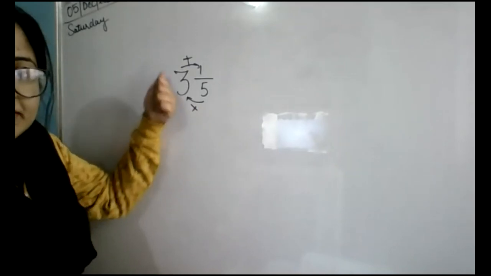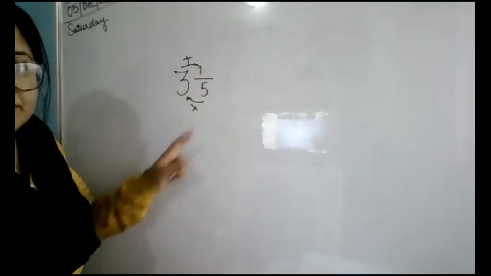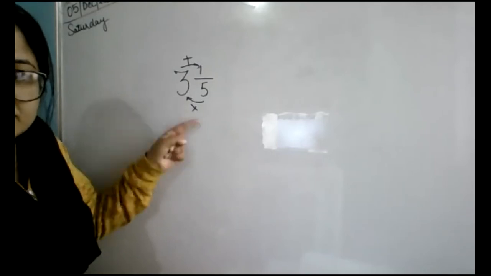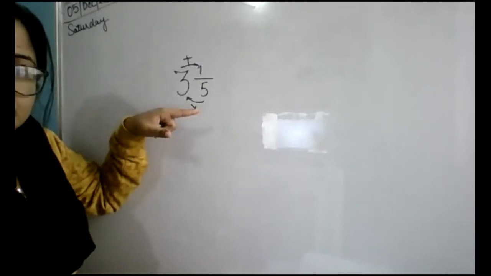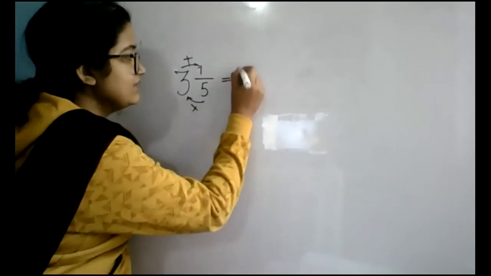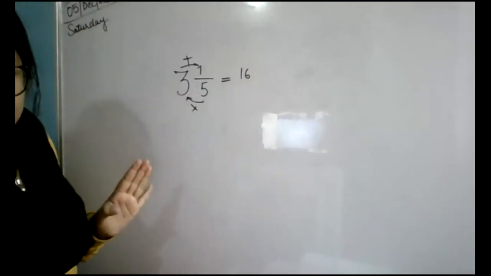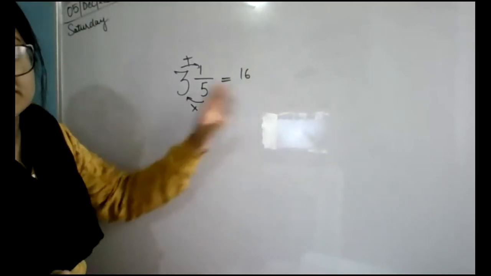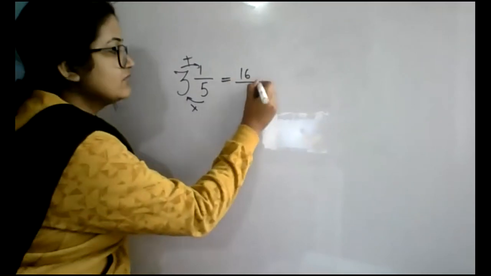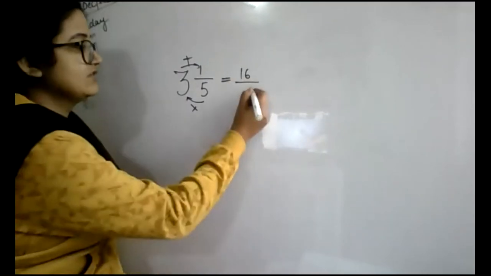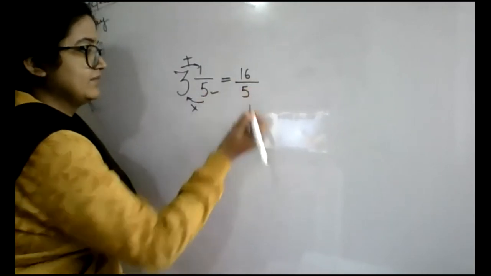5 को 3 से multiply किया plus 1. 5 3s are 15. And 15 plus 1, 16. So the answer will be 16. 16 लिखकर छोड़ देंगे नहीं. Most of you do this mistake. 16 लिखकर छोड़ देते हैं. We will have to write down the denominator also. And denominator is very easy. Same as this one.